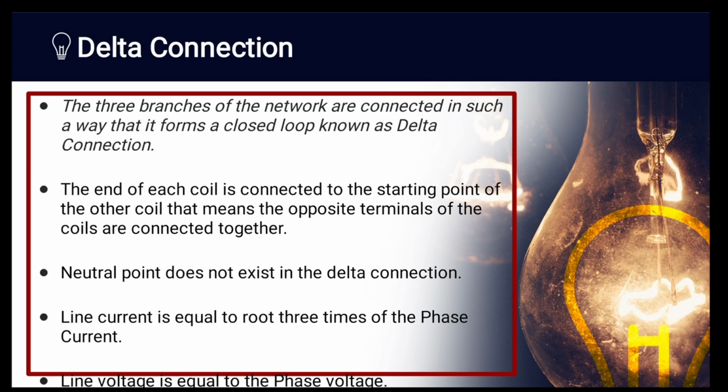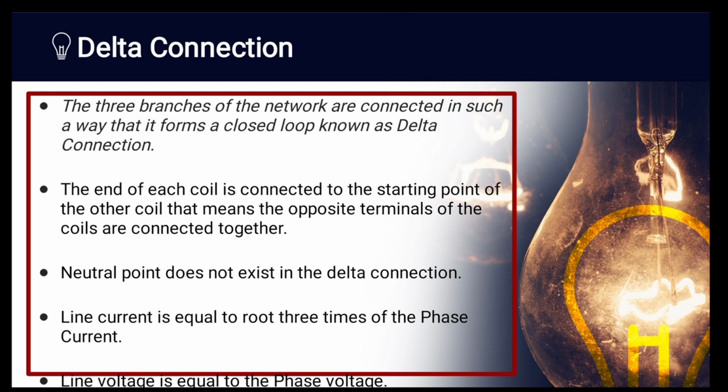Now let us see the meaning of delta connection. The three branches of the network are connected in such a way that they form a closed loop, known as delta connection. The end of each coil is connected to the starting point of the other coil. That means the opposite terminals of the coils are connected together. Neutral point does not exist in the delta connection. Line current is equal to root 3 times the phase current.